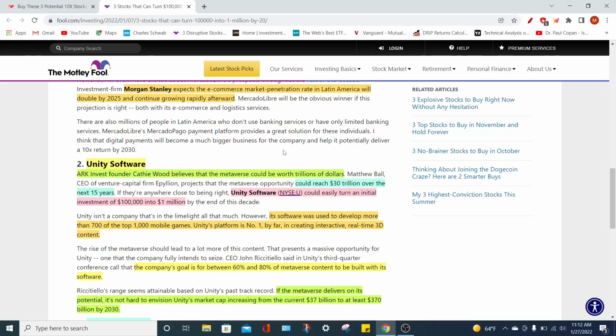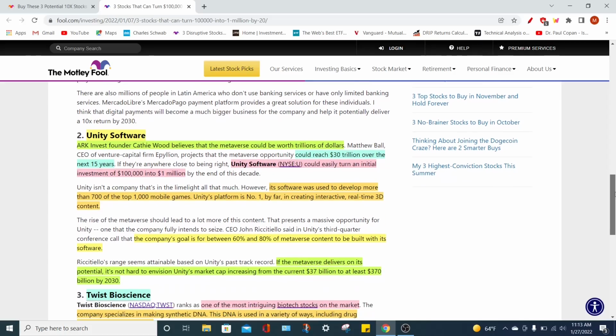The current estimates for the metaverse say that the overall market could reach a $30 trillion industry in the next 15 years. This means Unity, even if it grabbed only 1% of this market, would be a multi-billion dollar company. This is why analysts believe that this stock could easily 10x in the future, and that it can turn $100,000 into $1 million in the next couple of years.